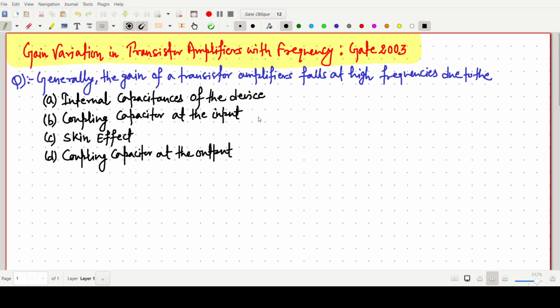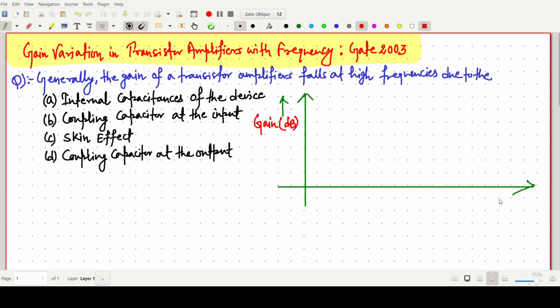For such a question, we have to be aware of the gain versus frequency curve of a transistor amplifier. If we are electronics people, we have to know the graph. So I am drawing the graph for gain. The vertical axis is simply our gain in dB, and the horizontal axis is frequency in log scale, and we have to plot the gain.